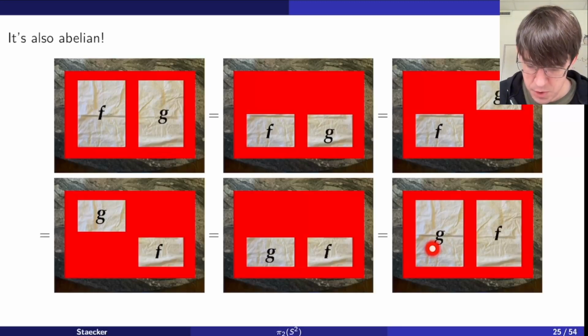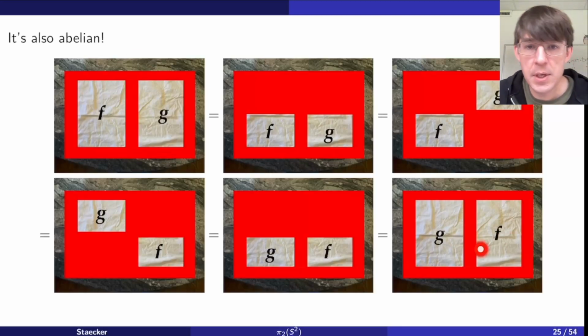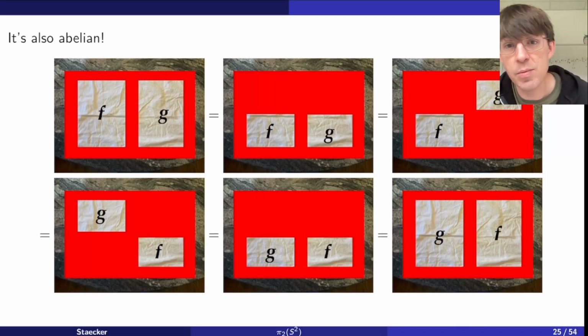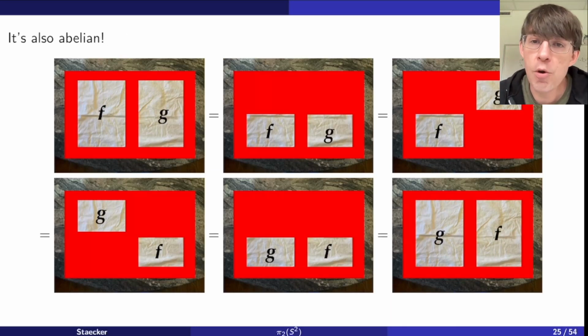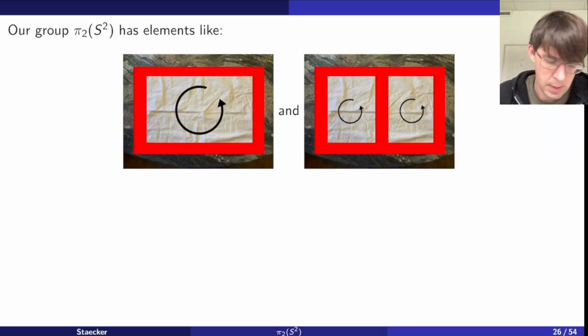There. This is g plus f. I started with f plus g. It's equal to g plus f. So this is why these higher homotopy groups are always abelian. The pi1 is special in this way. The pi1 is not always abelian. All right.